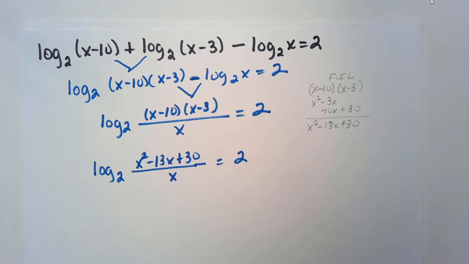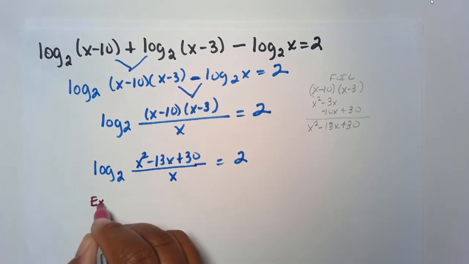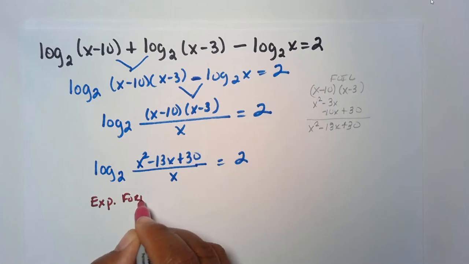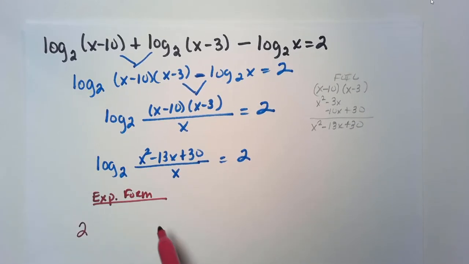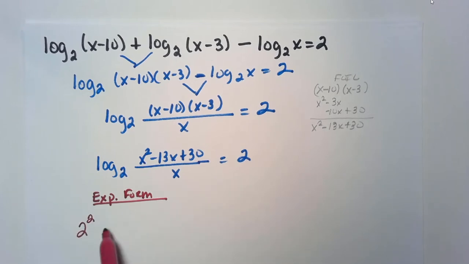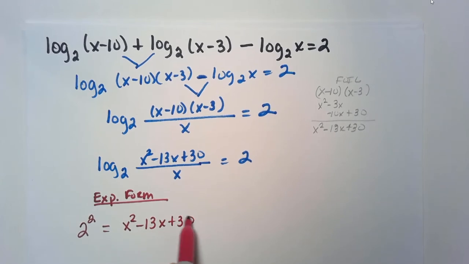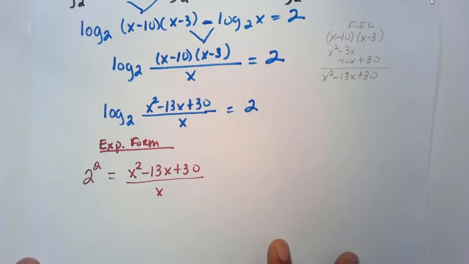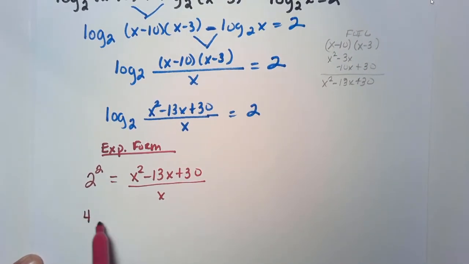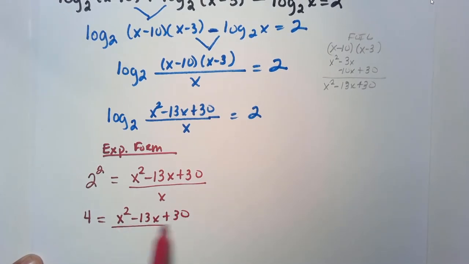So now that we have that FOILed, we're going to take, at this point, what we have, our last step, write it in exponent form. I'm going to write this in pink here. So what is the base? It's 2. Raised to what power? The second power is equal to (x squared minus 13x plus 30) all over x. So we have 4 is equal to (x squared minus 13x plus 30) all over x.